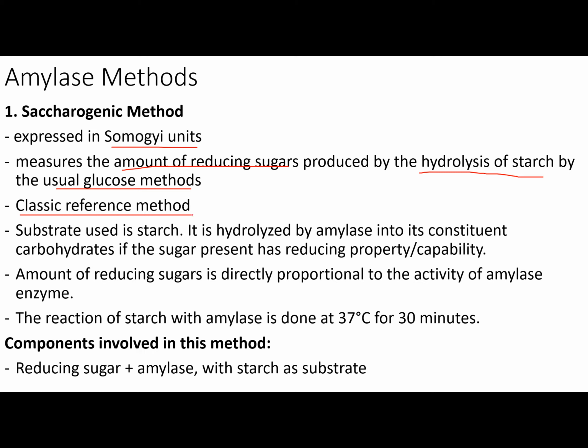This is a classic reference method. Very old method na to, hindi na siya ginagawa, class. The substrate used is starch. It is hydrolyzed by amylase into its constituent carbohydrates, if the sugar present has reducing property and capability. The amount of reducing sugar is directly proportional to the activity of the amylase enzyme. The reaction of starch with amylase is done at 37 degrees centigrade for 30 minutes. The components involved in this method are the reducing sugar plus the amylase, with starch as the substrate.